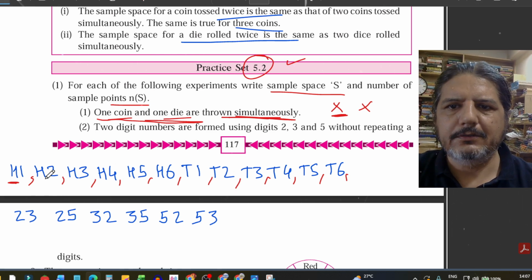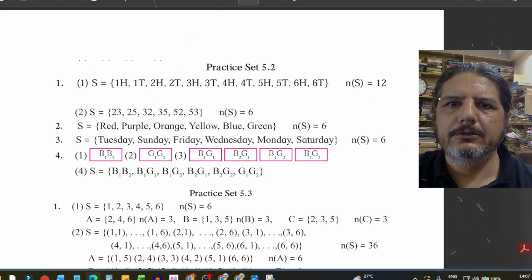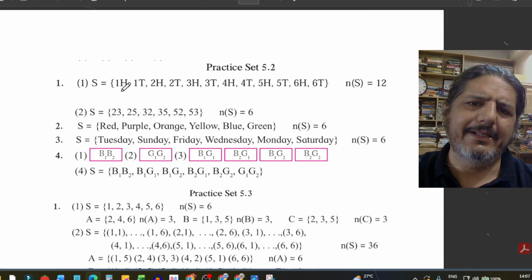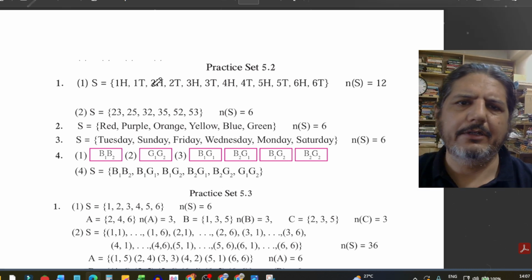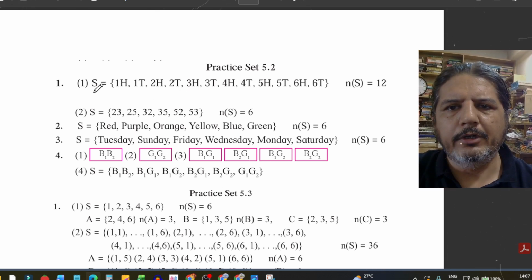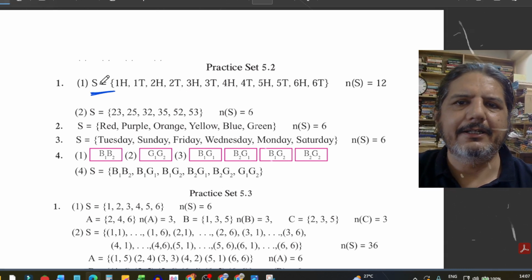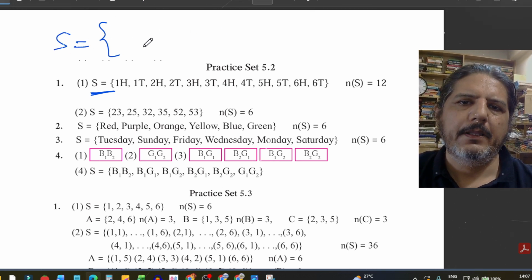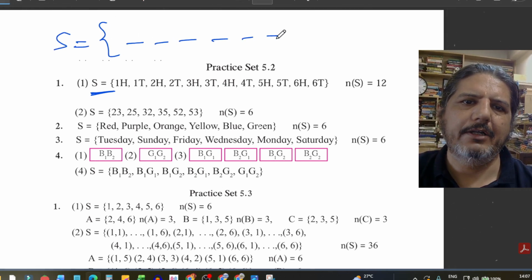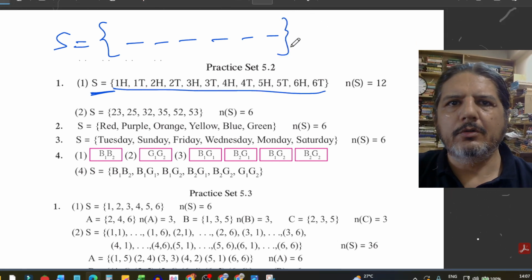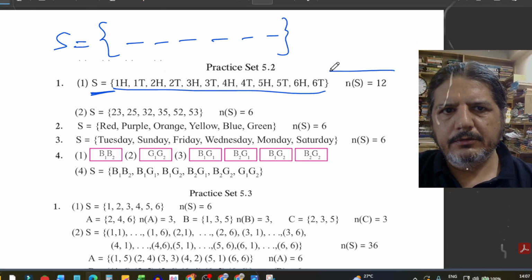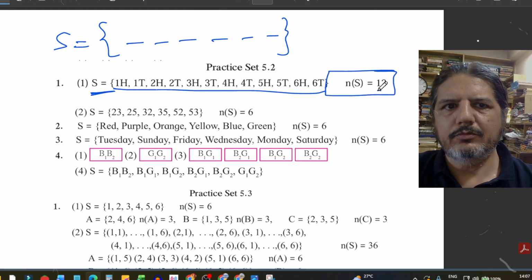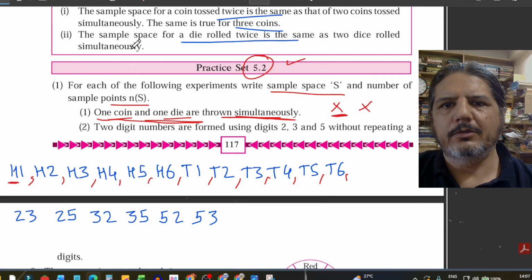And when I have to formally write this sample space, I'll write it like this. Here they have written 1H, 1, 2, whatever you want. But what I want to point out is that this is how you will be writing it. S is equal to, curly bracket, then you will write these 12 elements, and then you will close the bracket. This is how you will write it. Then the number of elements in the sample space would be 12.